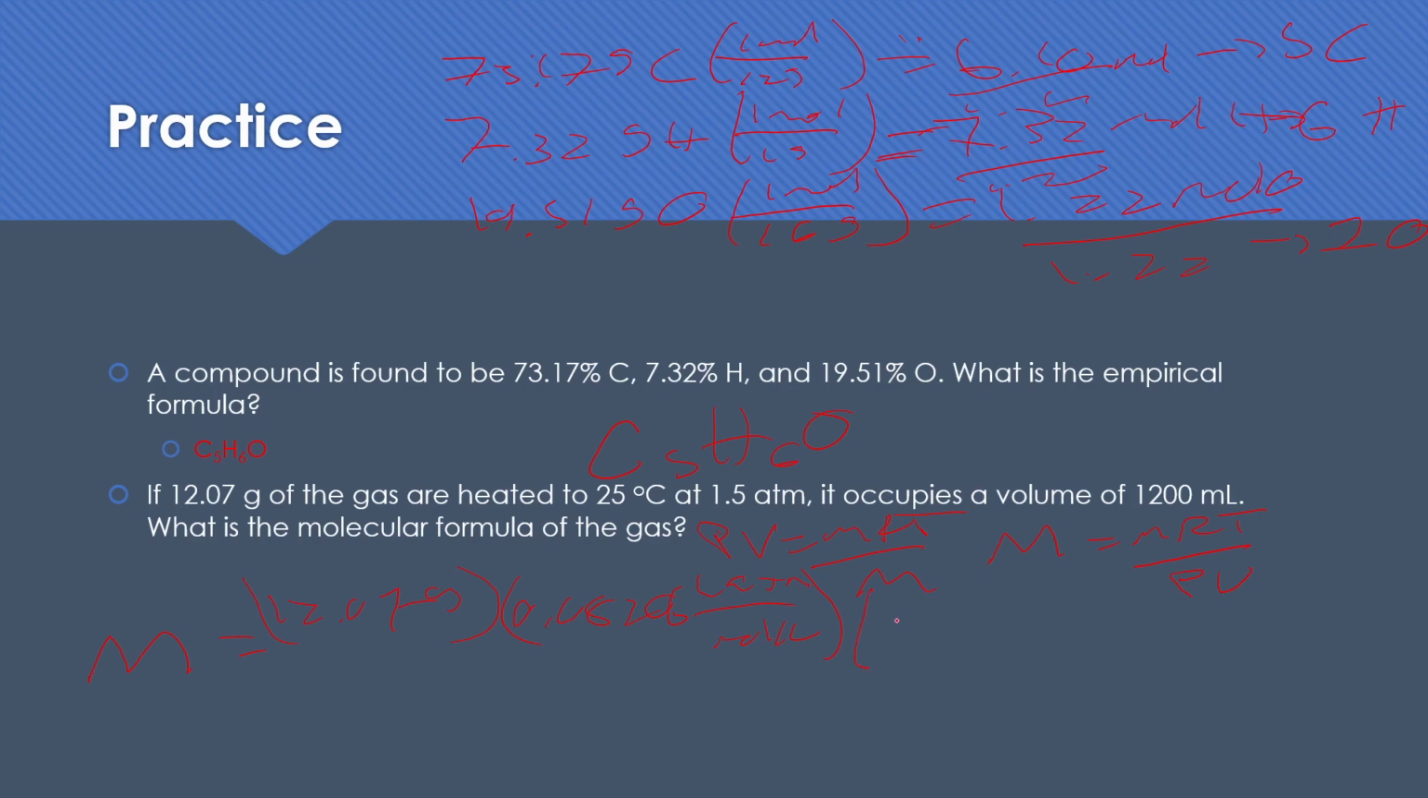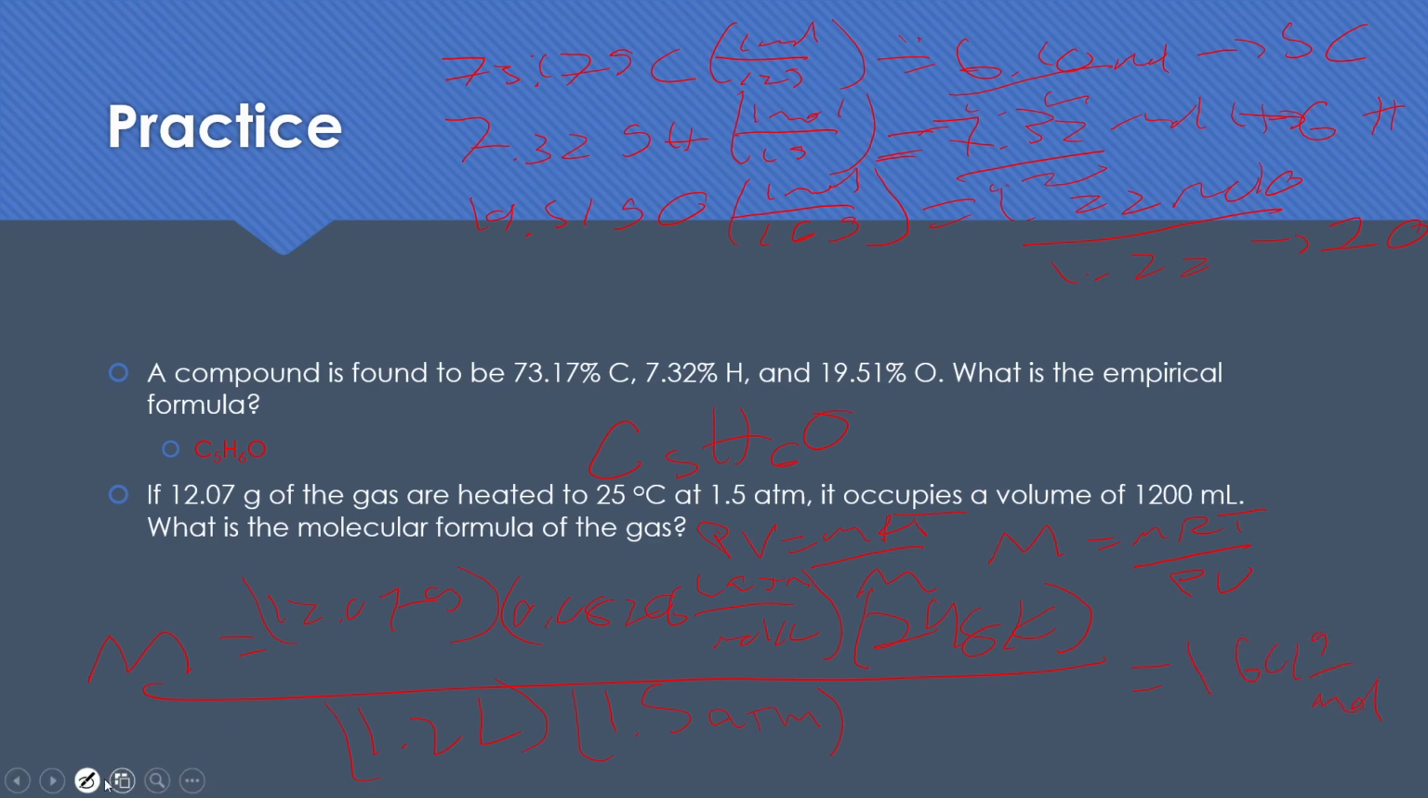times 25 Celsius is 298 K, divided by 1.2 liters and 1.5 atmospheres. Excellent. And we find, if we plug those numbers in, so 12.07 times 0.08206 times 298 divided by 1.2 times 1.5, you find that it comes out to 164 grams per mole.